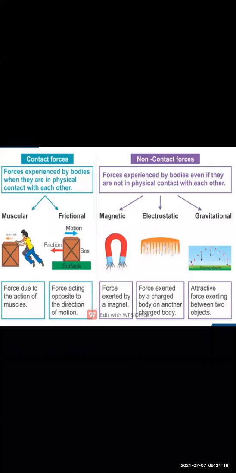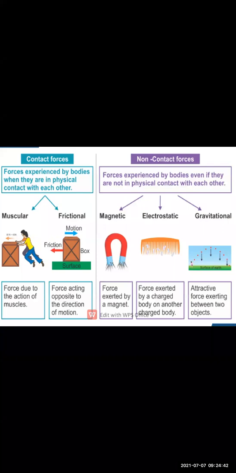Then the next type is frictional force. Now in this frictional force, the force acting opposite to the direction of the motion is called frictional force. So this force acts opposite to the direction of the motion. Motion means when the object changes its place from one place to another, that is called motion.